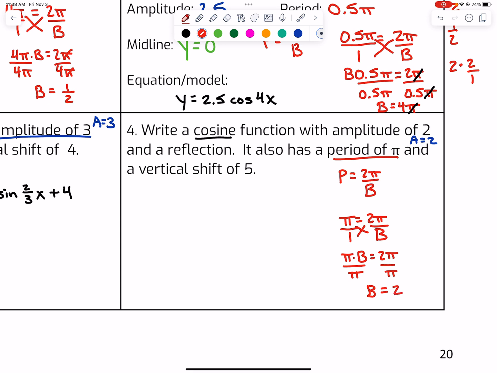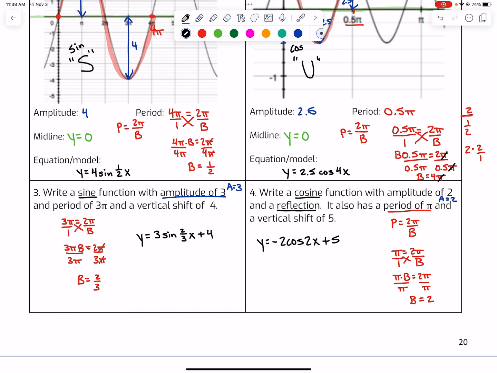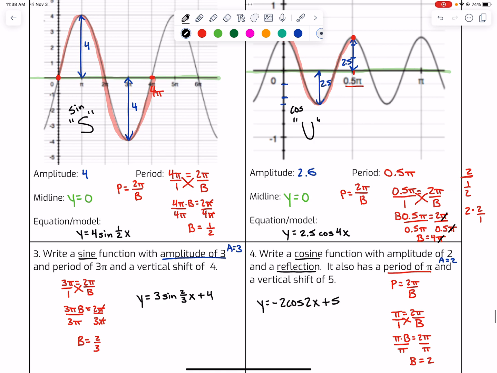And then they said it has a reflection and a vertical shift of 5. So let's put all that together and write out our function. So y equals, a reflection makes it have a negative in the front. We had an amplitude of 2, so let's put that. Cosine graph, a b value of 2, and then x, and a vertical shift of 5. So that would be it for that one. And that's it for all of our examples on writing trig functions.